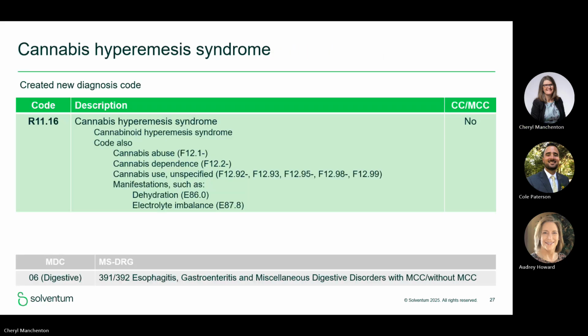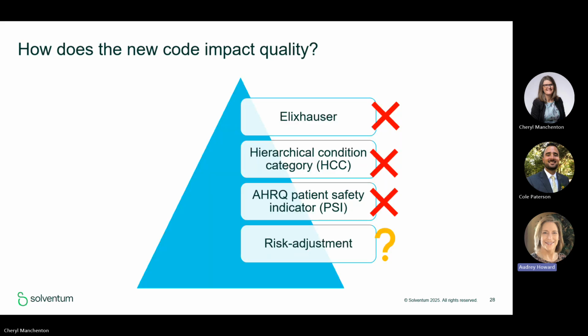Next topic. The next new code is for cannabis hyperemesis syndrome, code R11.16, which is a gastrointestinal condition associated with chronic cannabis use. It is characterized by severe nausea, vomiting, and abdominal pain that occurs in a cyclical pattern of 3 or more times a year. Symptoms usually start suddenly within 24 hours after the last use of cannabis and generally last less than a week. Cheryl, talk to me about quality.